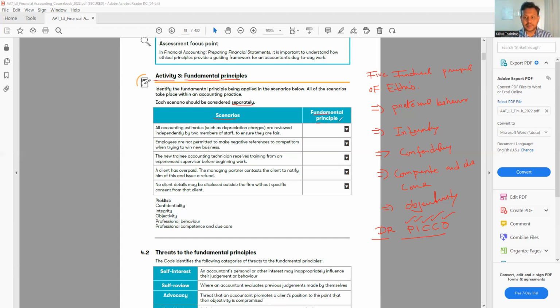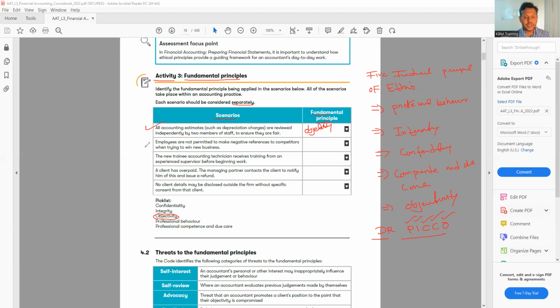Scenario, fundamental principle. All accounting estimates, such as depreciation charge, are reviewed independently by two members of staff to ensure they are fair. So when we make sure two persons check one thing so that there is no bias involved, and we can represent in a fair way, it is relevant to our objectivity. Where the question comes about fairness, that means it is linked to objectivity.